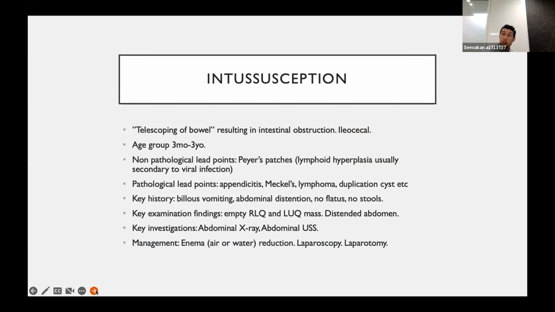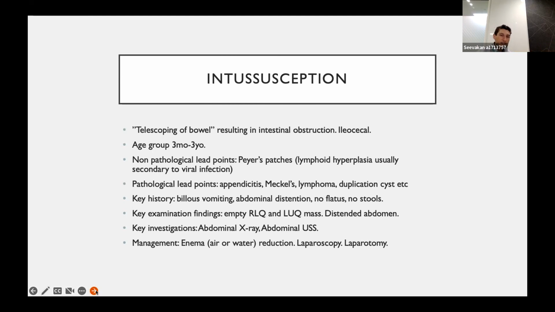The most common place in which intussusception occurs is in the ileocecal region. The age group we talked about before. There are non-pathological lead points. So sometimes kids will get a viral infection. They'll get a hyperplasia, or an increased size of their lymphoid tissue in the Peyer's patches, which results in the bowel peristalsis getting caught on that and not being able to go backwards, so it keeps peristalsing through and causes the telescoping. That phenomenon can happen on anything, whether it's a big nasty appendix, Meckel's, lymphoma, duplication cysts, like anything that's a bump inside the tummy.